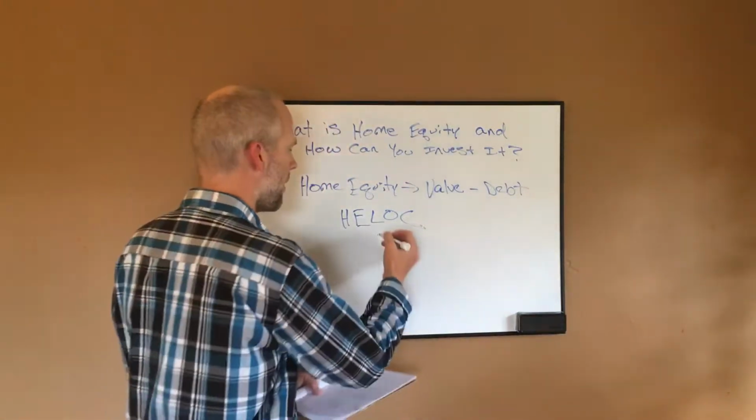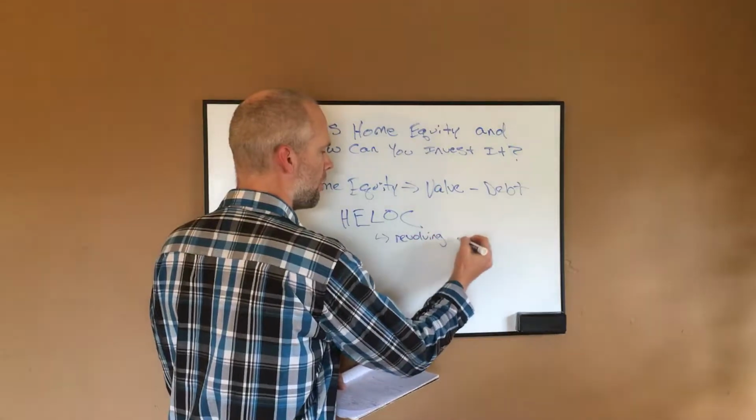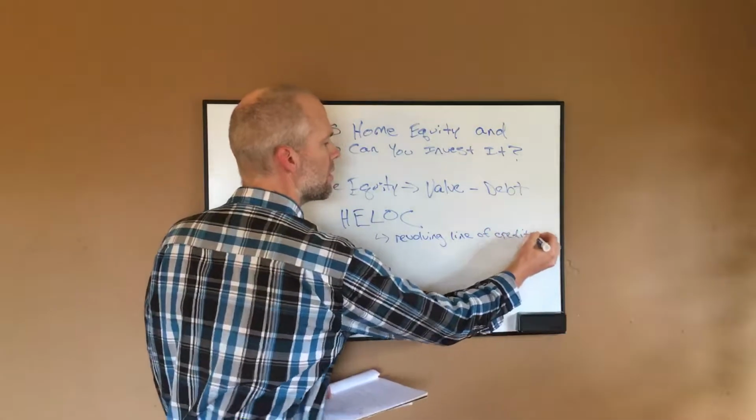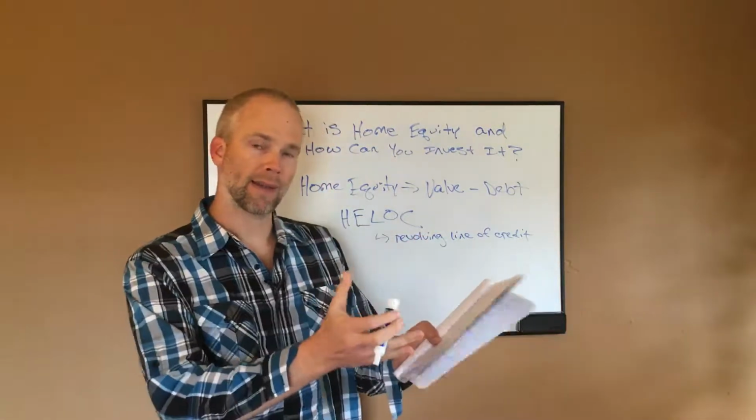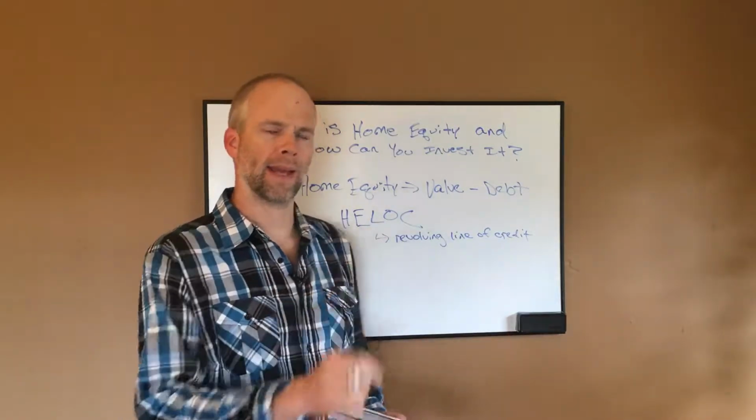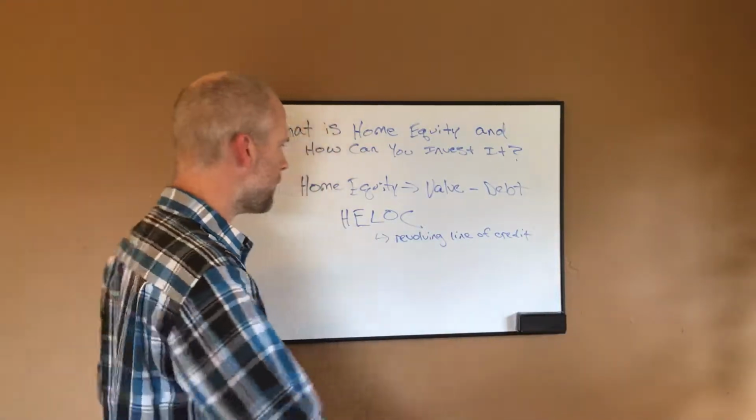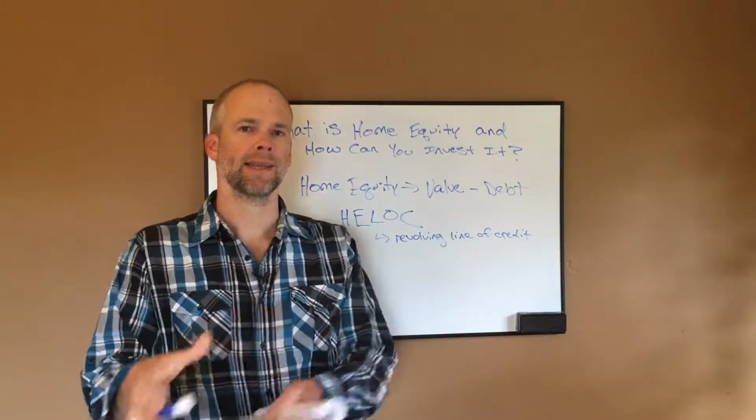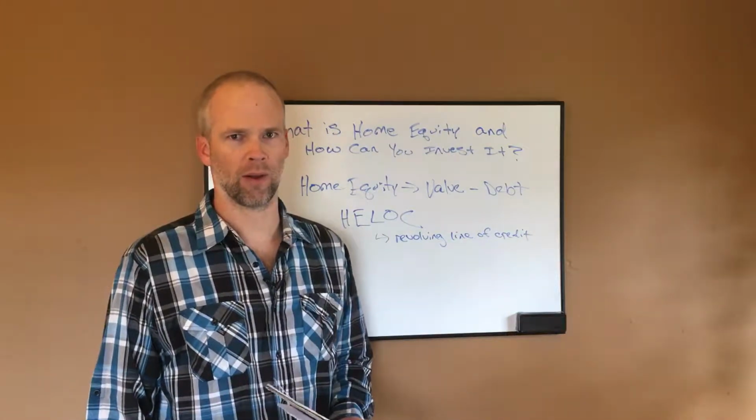So what is a home equity line of credit? Essentially, it's a revolving line of credit, right? It's really the same as a credit card. It's sitting there. You have access to that whenever you want to use it, and you're not paying any interest on it unless you're actually using it. The difference with a credit card is that a home equity line of credit is tied to your property. So your property acts as collateral for that home equity line of credit.